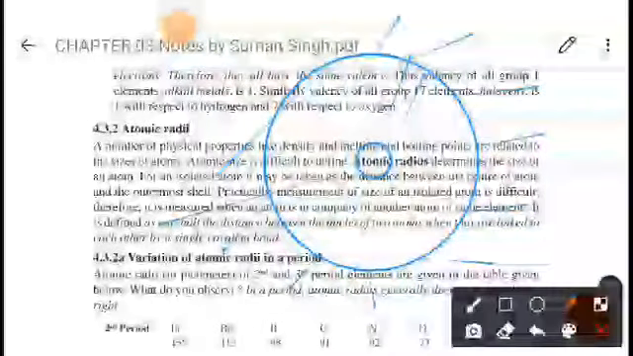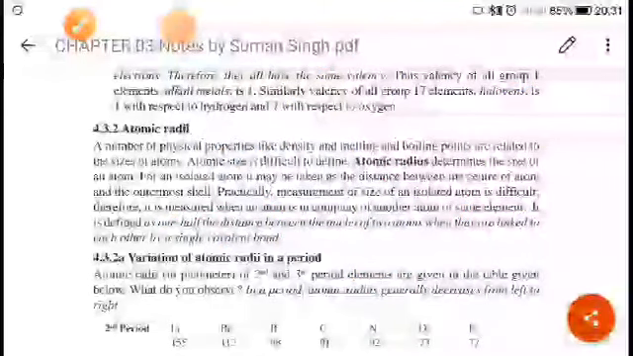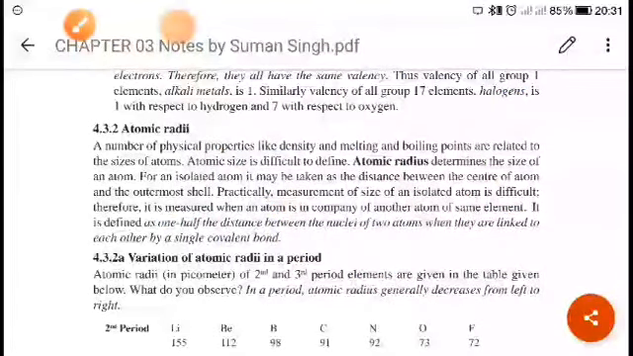Since this line is imaginary, we can say like this: from the nucleus, wherever the probability of finding an electron is, suppose it is here or here or here, the distance will be this. So this is called atomic radii. I hope you have understood this. Now we will discuss the variation of atomic radii in period and group in detail. First of all, let me tell you the terms.